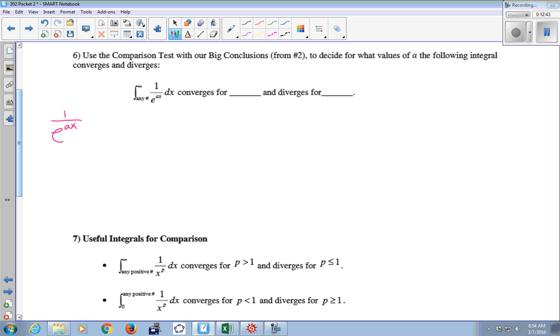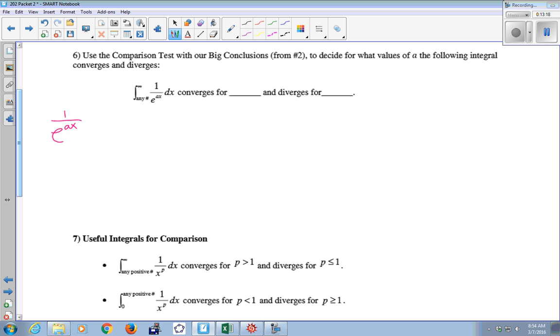Converge. Why do you think it might converge? That function with a constant in front of it. You have negative 1 over a multiplied by... Okay, that might work.